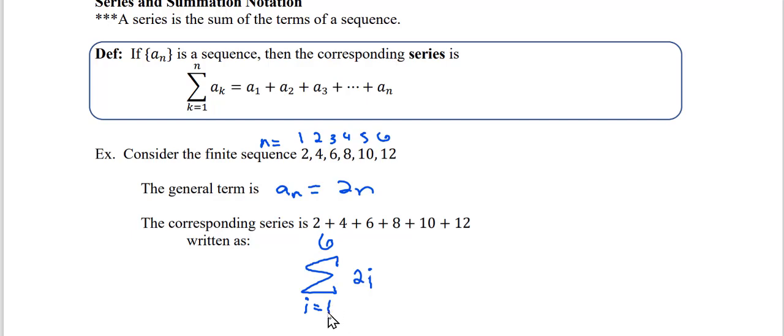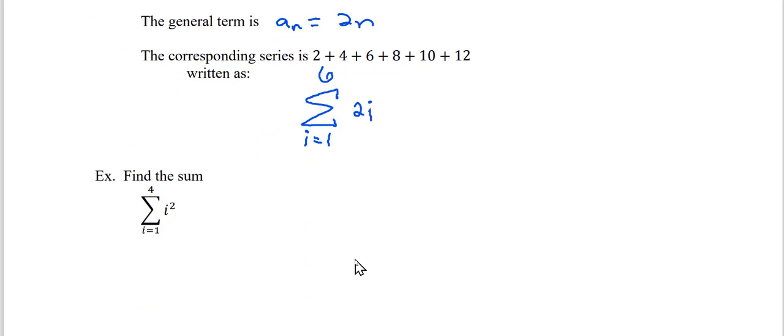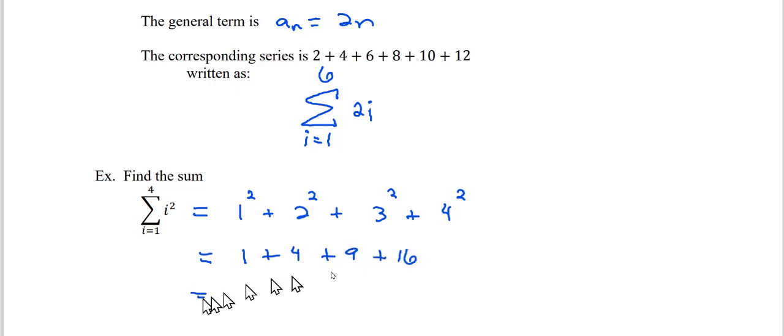This means plug in 1 to give you 2. Plug in 2 to give you 4. Plug in 3 to give you 6, all the way up until plugging in 6. That's where we stop. That gives us the 12. The sigma tells us to add all those numbers up. So that's a series. Finding this sum means 1 squared plus 2 squared plus 3 squared plus, I stop at 4 squared. 1 plus 4 plus 9 plus 16 would be 30, right? These are 10 and that's 20, so that's 30 total.